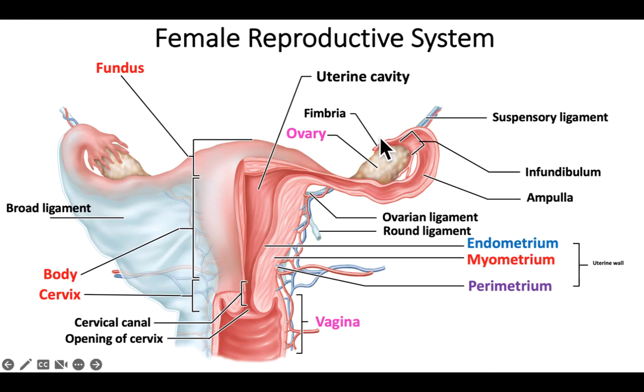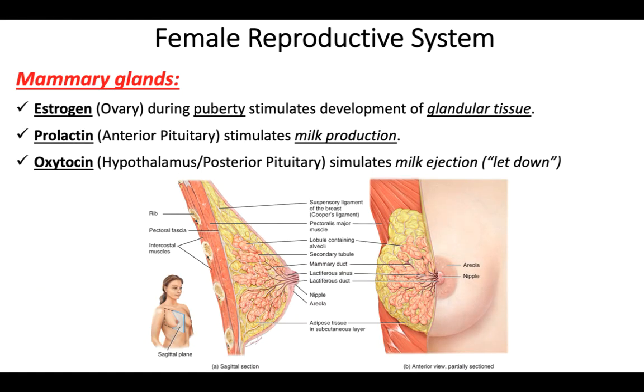All right, so now we move on to breasts. A little bit about female breasts. They respond to a number of hormones. Estrogen from the ovary during puberty is going to stimulate glandular tissue development. And then prolactin from the anterior pituitary stimulates milk production. And oxytocin, produced by the hypothalamus and secreted by the posterior pituitary, stimulates the milk ejection or letdown.